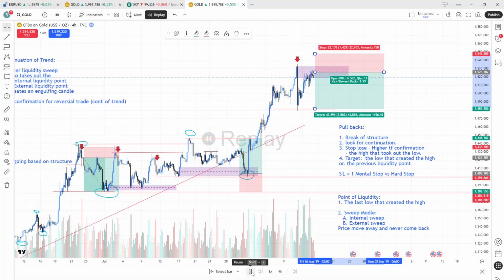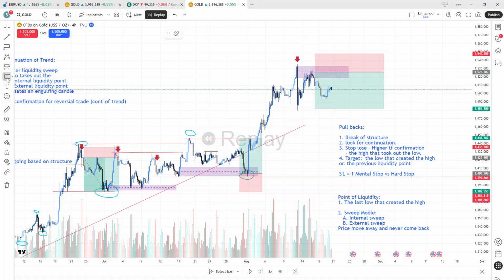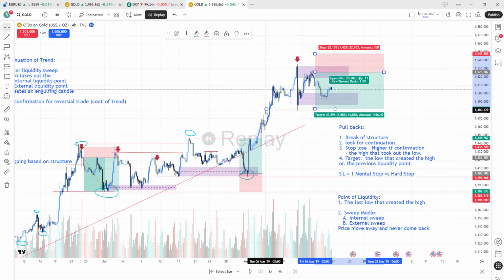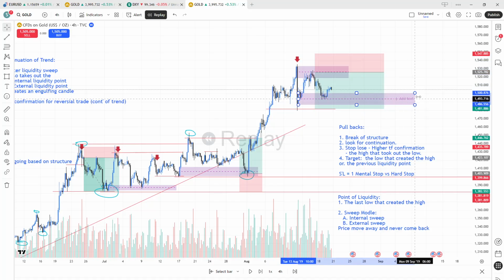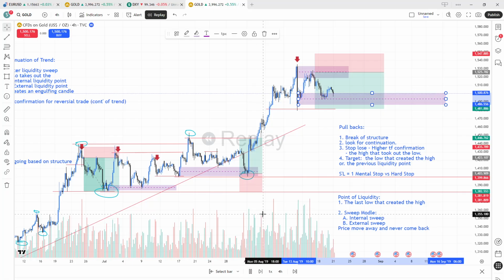So yeah, it hit. We're in the trade. Yeah, I'm in the trade. I do say that this is the sweep model here, because right here, after we took out the internal and external, this is a retest. That's going to be a retest of the sweep model.